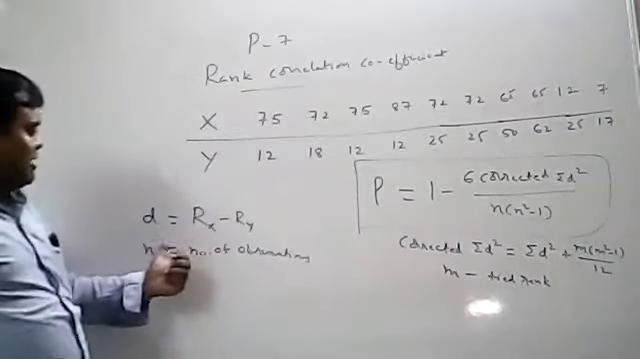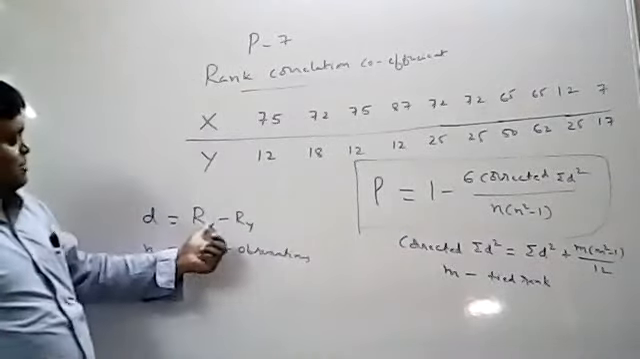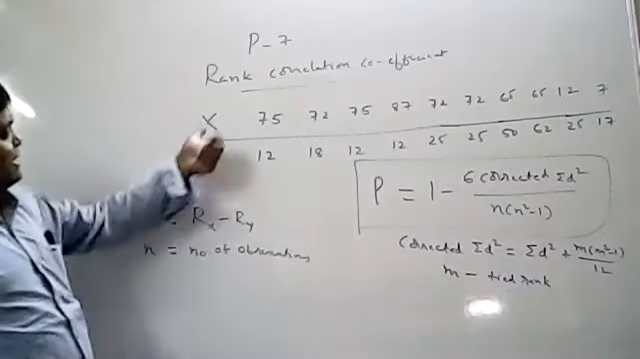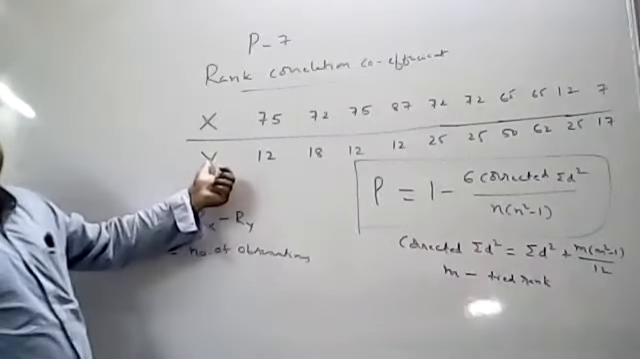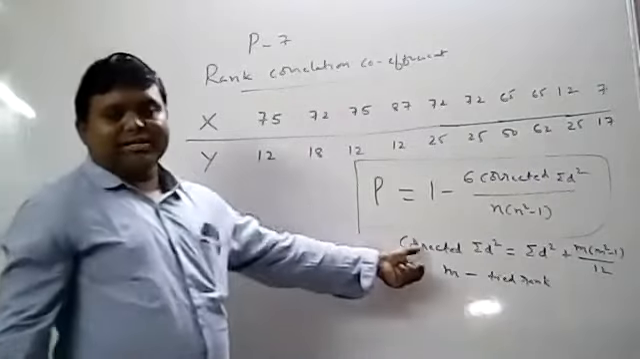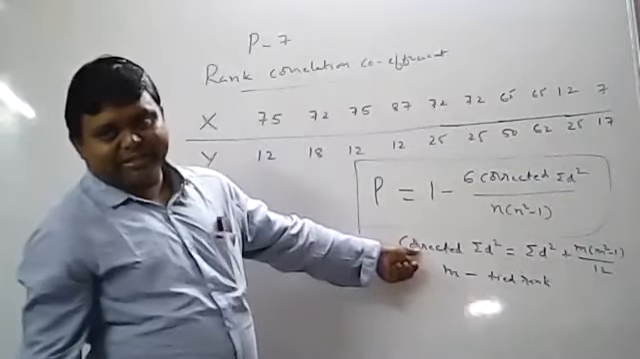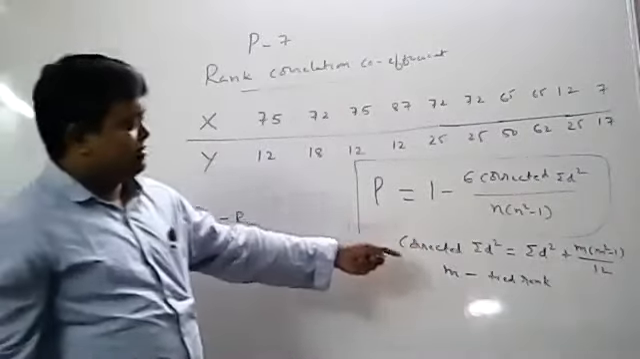So you have to calculate D. The D formula is Rx minus Ry. That means you have to calculate first the ranks of X. Next you have to calculate the ranks of Y. After that you have to calculate corrected summation D square because values are repeated. You will get the corrected summation D square value.